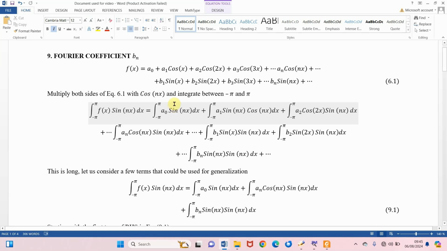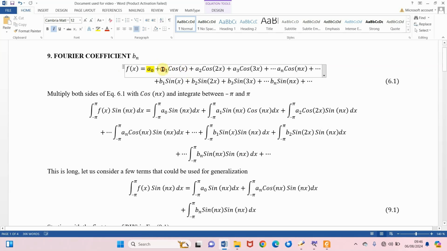In this video, we want to consider how to obtain the Fourier coefficient Bn in the expression that we are familiar with, which is f of x equals a naught plus summation n from 1 to infinity of an cos nx plus bn sin nx. That expression can be broken down like this: a naught, then plus a1 cos x.